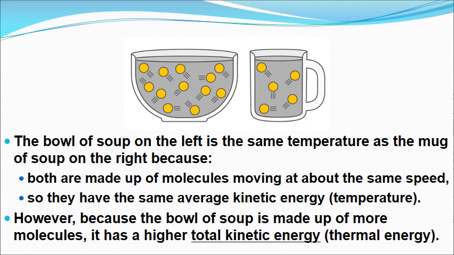So what we can learn from this article was that the bowl of soup on the left is the same temperature as the mug of soup on the right, because both are made of molecules moving at about the same speed, and we can see that by the speed lines, or the little tails on the molecules. So they have the same average kinetic energy, so they have the same temperature. However, because the bowl of soup is made up of more molecules, it has a higher total kinetic energy, or thermal energy.